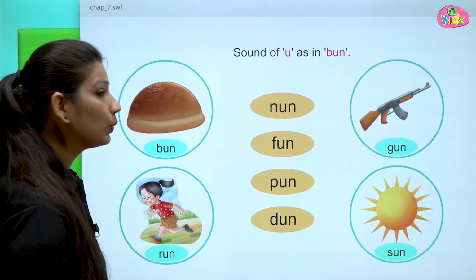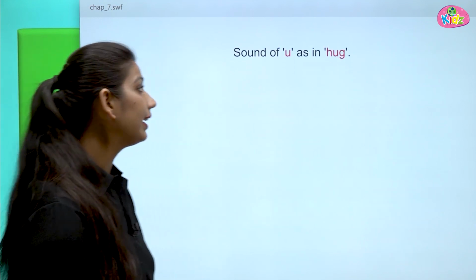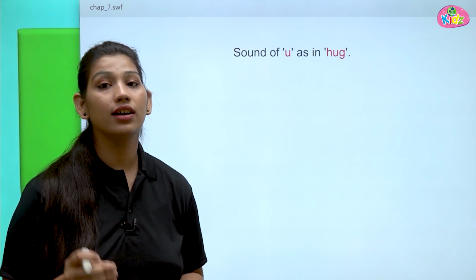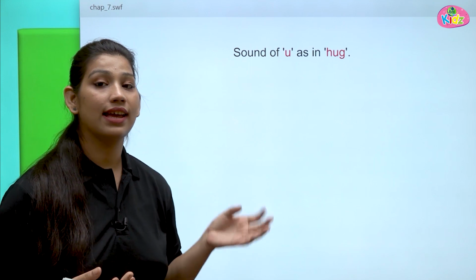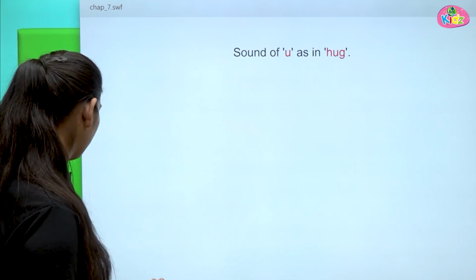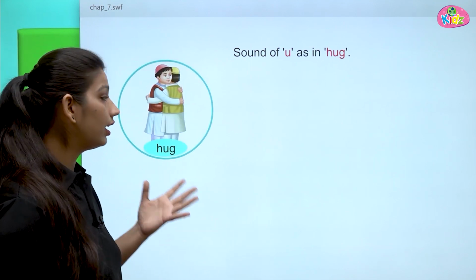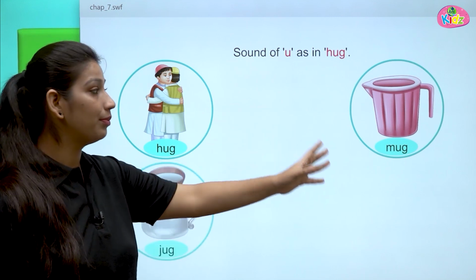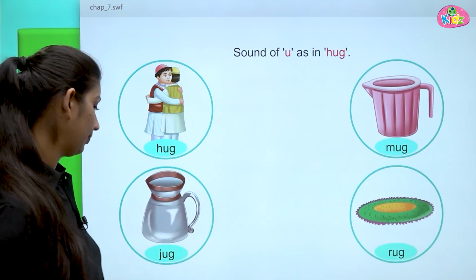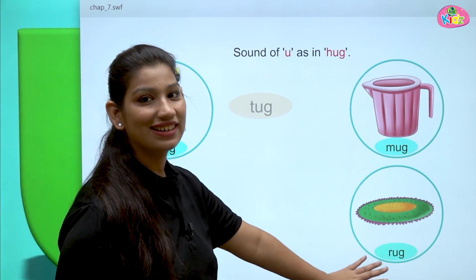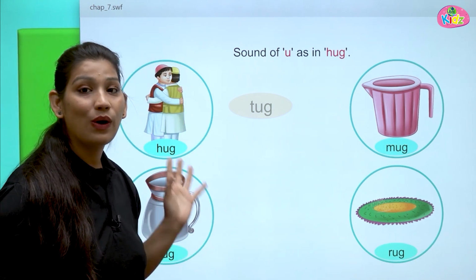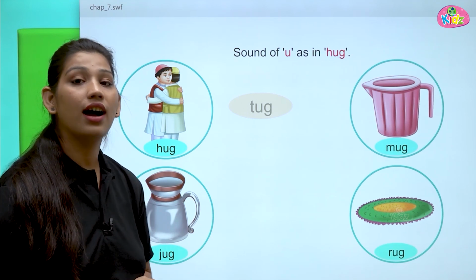Let's move forward with other words. Now we will read u, g, "ug". G says g. So we will read words like u, g, "ug". First word is h, u, g, hug. M, u, g, mug. J, u, g, jug. R, u, g, rug. All these are with the "ug" sound.